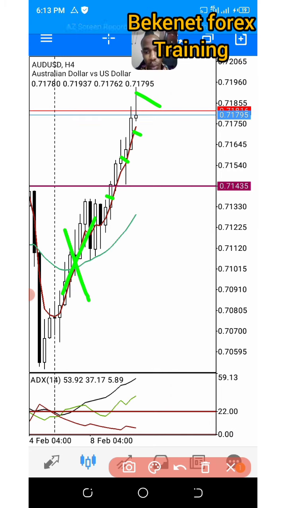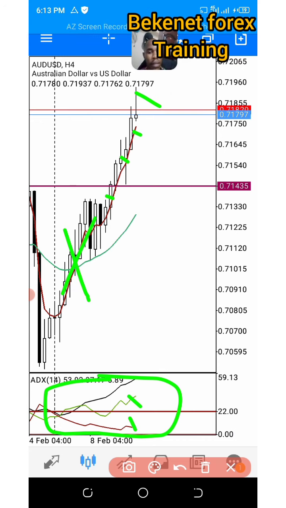The second one is what? Your ADX, average directional index. You check if this green is above red, confirm. The next thing again, you check if this black is above what? 22. You place your trade.